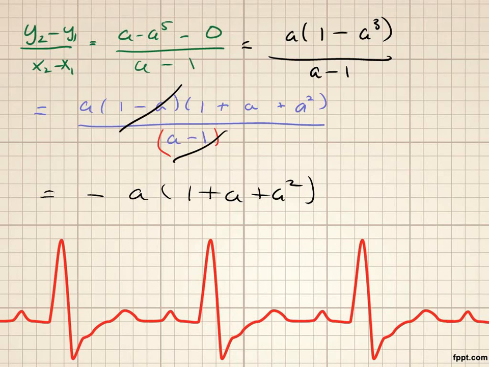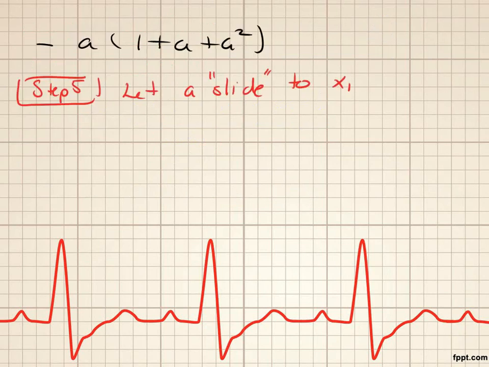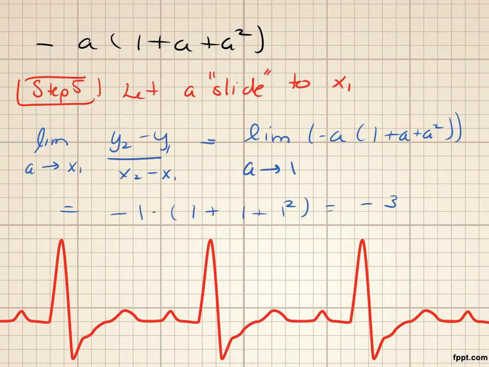See what I mean about learning algebra in context? If you do it this way, it starts to stick in your head after a while. You're using it for something else. There it is. And then you let a slide to x1. That's the limit stuff. I put up my math talk, but you're sliding, right? After you do the cancellation, you can let a slide to 1, and I get minus 3 as my slope.